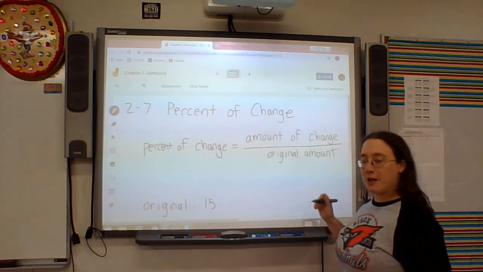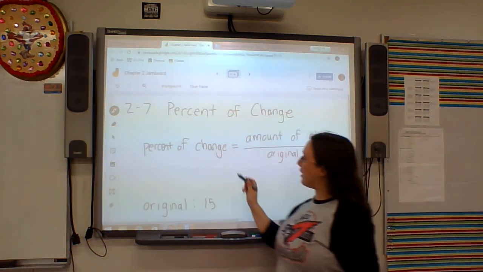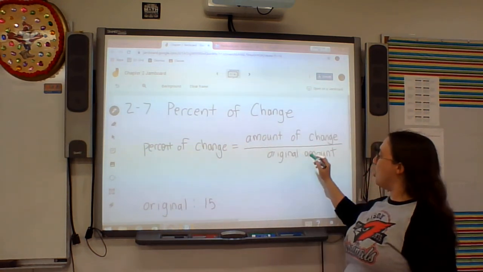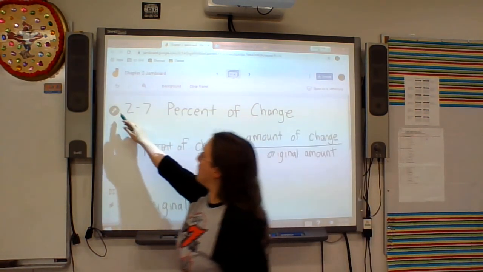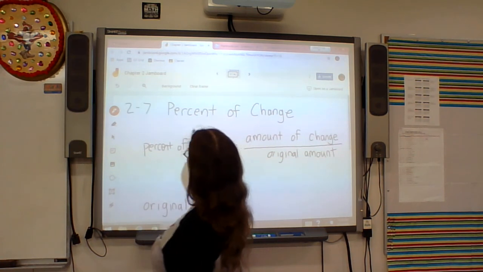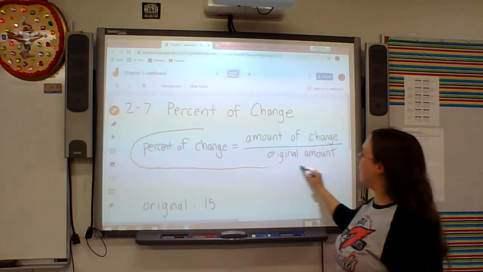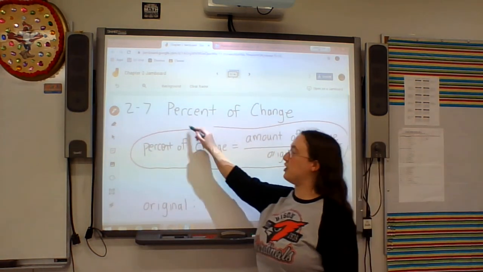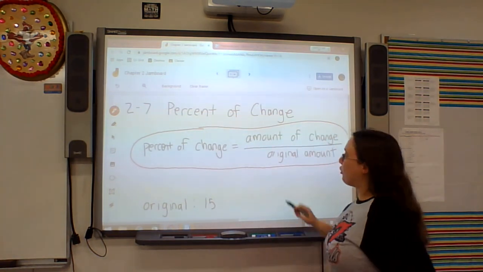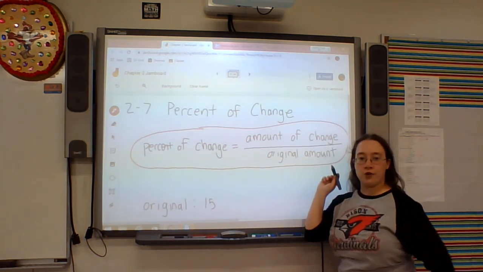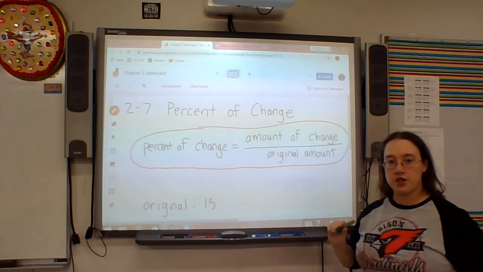And the big thing you want to remember about percent of change is that it's your amount of change over your original amount. So that's probably a thing you're going to want to jot down somewhere so you don't have to keep coming back to slide 17 of the Jamboard to look at it. So your percent of change is your amount of change over your original amount.